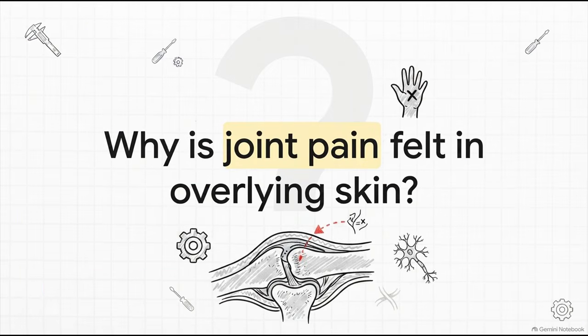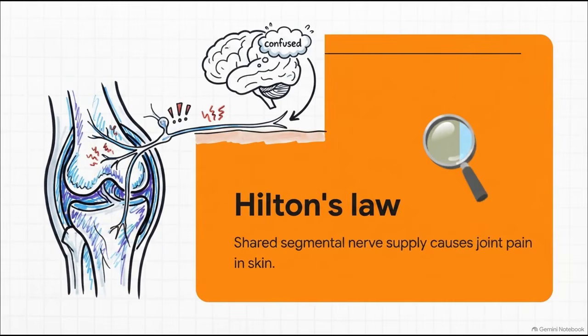All right, this brings us all the way back to the mystery from the very beginning of our explainer. We've talked all about these deep internal mechanics, but why does your skin actually hurt when the joint deep underneath it is the real problem? Why does your nervous system send such a confusing, misdirected signal? The answer is a fascinating anatomical principle called Hilton's law. It basically comes down to crossed wires caused by a shared segmental nerve supply.